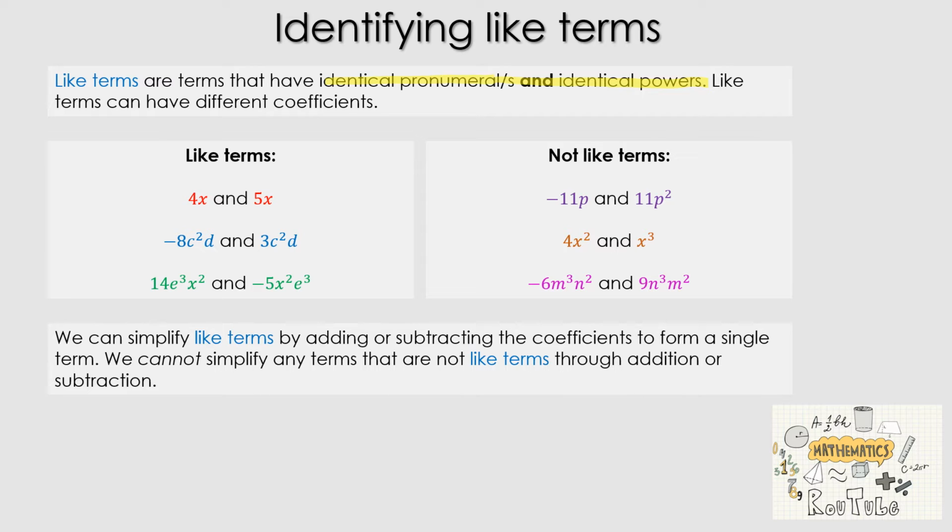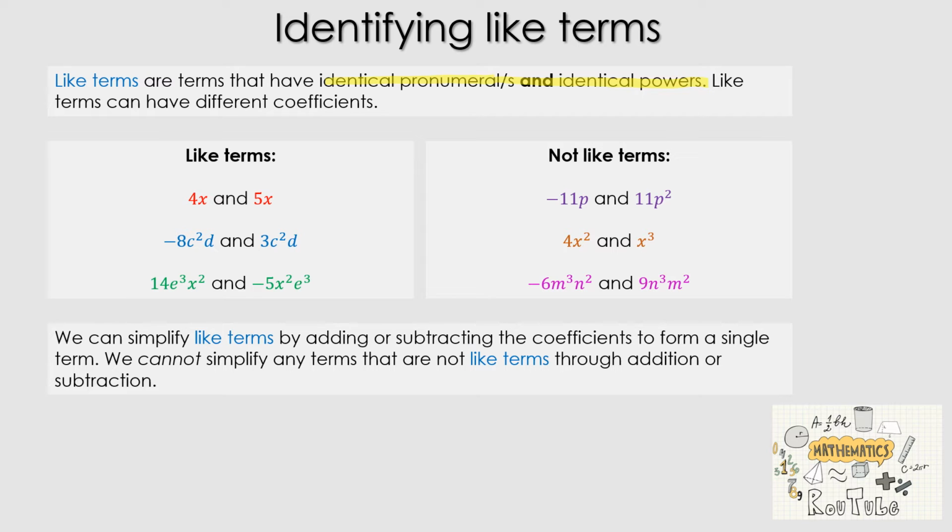m squared. So just like the green one we saw before, now they are reversing the order. The coefficients can be different, that's okay, but the m in the first term is raised to the power of 3, and the m in the second term is raised to the power of 2.